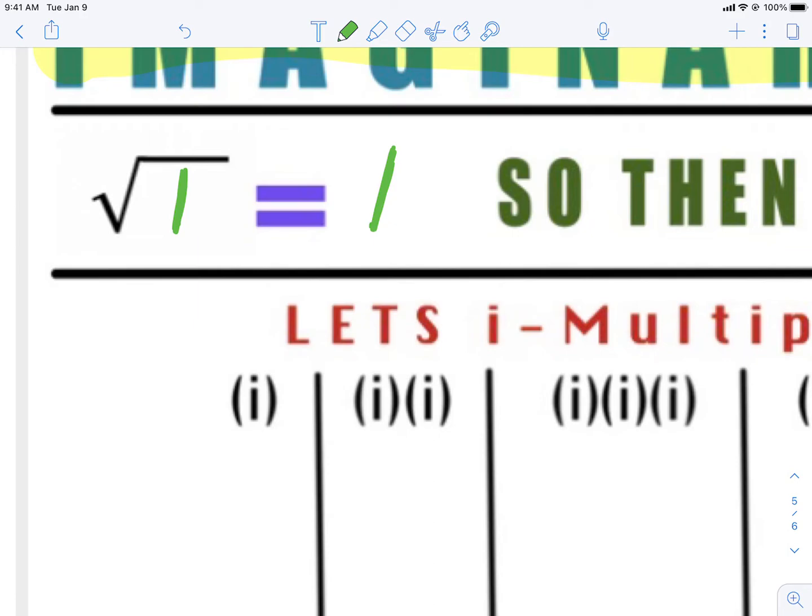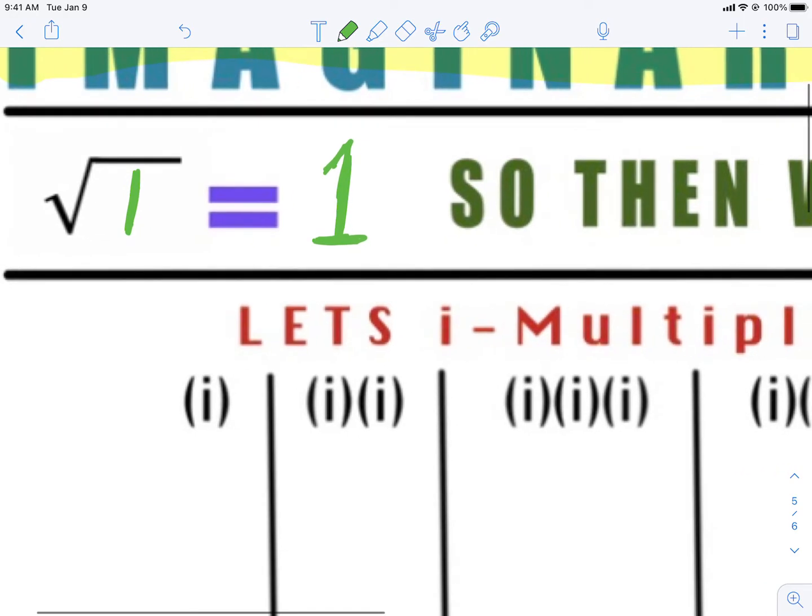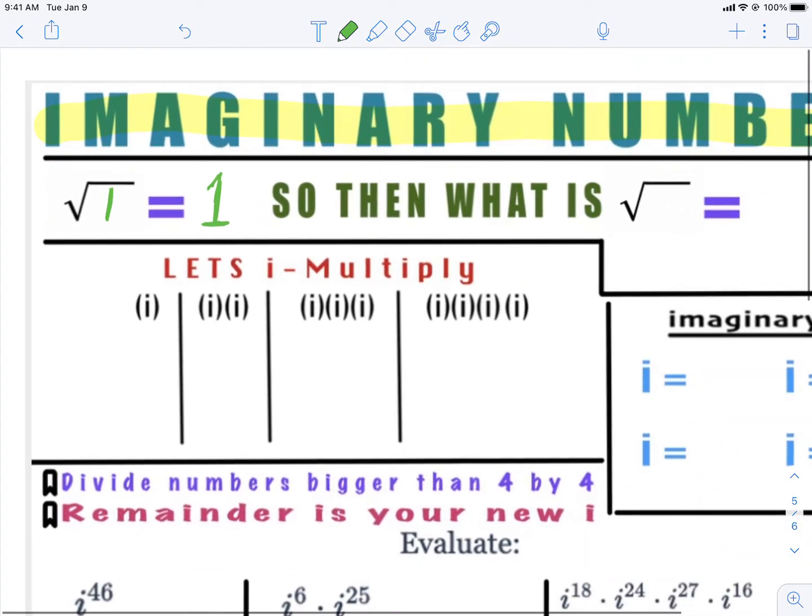The square root of 16 is 4. The square root of 25 is 5, and so on, right? You guys have learned that for a while. So we know that the square root of 1 is 1, right?